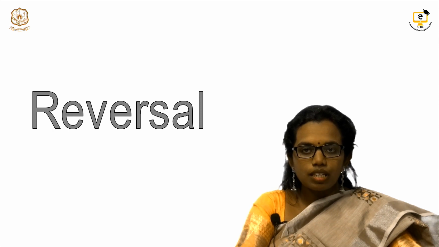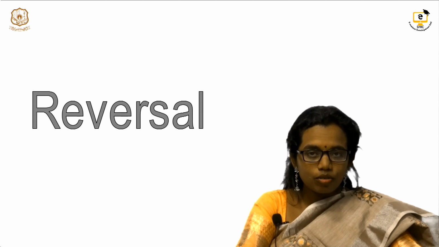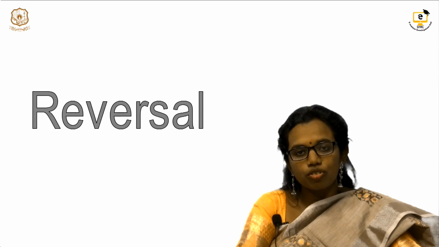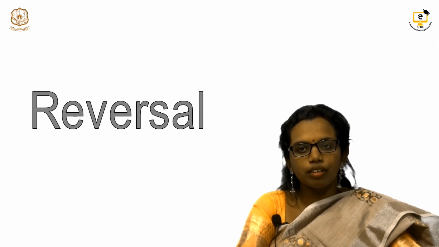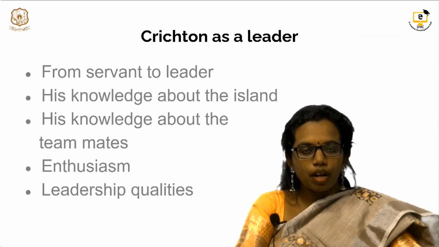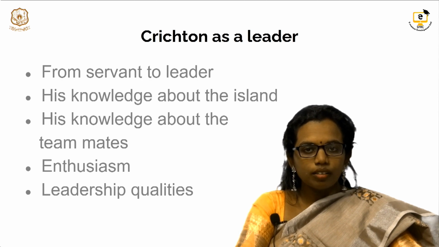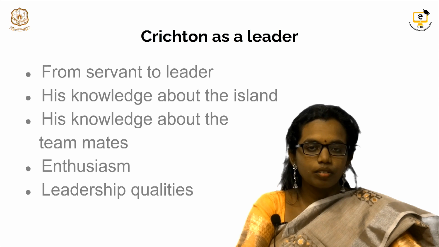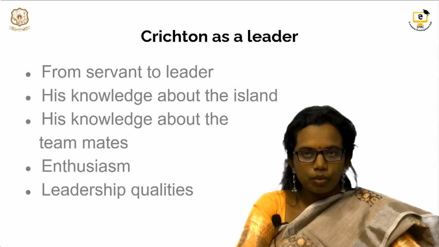And that is a reversal in the plot, the reversal not only of the setting, not only of the characters, but also of the sociological position of the dramatis personae when they reach the uninhabited island. Now, Crichton as a servant and Crichton as a leader, these are the two, the bipartite roles which Crichton takes when he moves on from London to the uninhabited island.